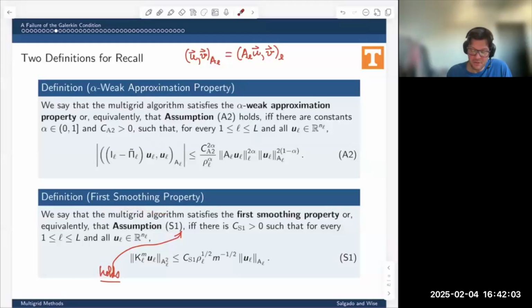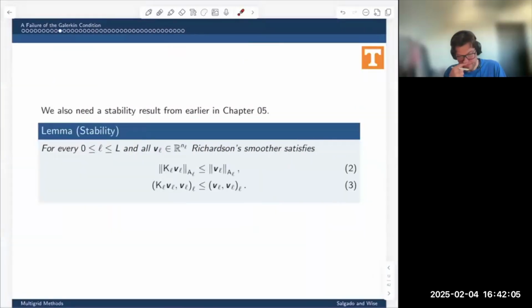Alpha weak approximation and this first smoothing property. We're also going to need, from an earlier part of chapter 5, a stability result. Now, I hope you remember what Richardson's smoother was and how it was defined. So if you need to, you can go back a ways and recall what it was.